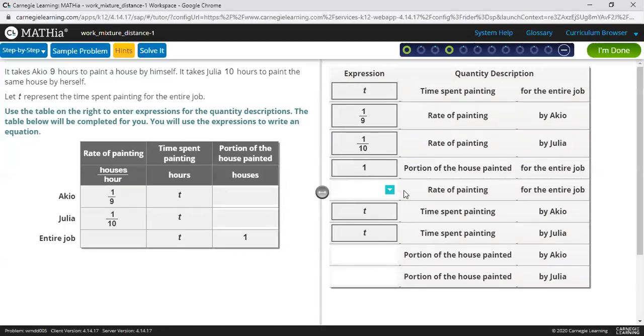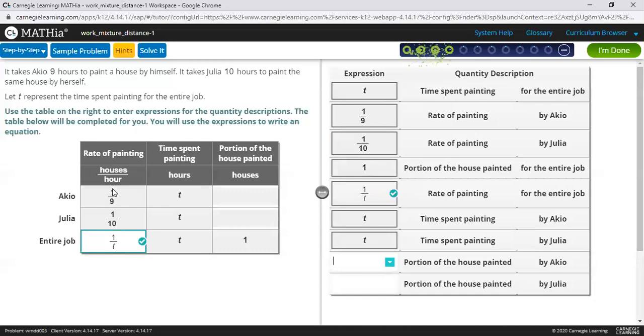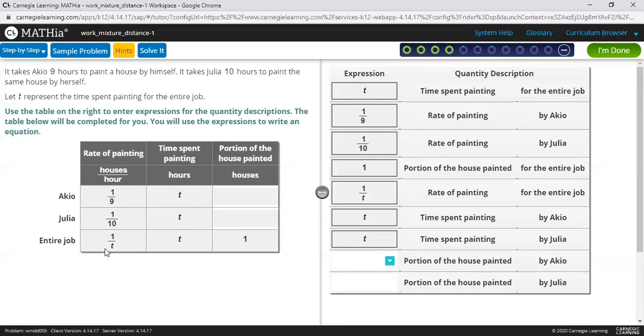All right, so then the next piece of information we want to define here is the rate of painting. Well, let's just go back and think about the rate of painting for each of them. If it's one whole house in however many hours they paint, if we were to define that for the entire job, which we can express the time spent painting with the variable T, then our rate of painting is just going to be one whole house in T hours. You can see that here. So we have Akio's rate of painting, Julia's rate of painting, and then the rate for the entire job. All right, and then our time spent painting is T for everybody.